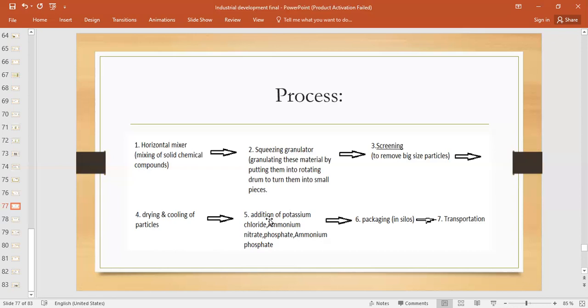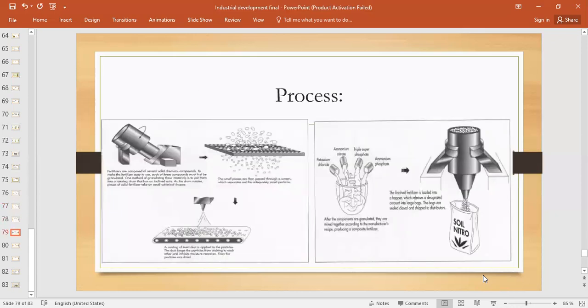Then after that, the mixing is done again. Now the fertilizer is ready. It is packed in silos and then transported to the consumer wherever it is needed, or to the market, I must say, right? That was the entire process of making fertilizer in the fertilizer industry, right? Let's move on. Now you can see, this is the first one that I discussed, the horizontal mixer.